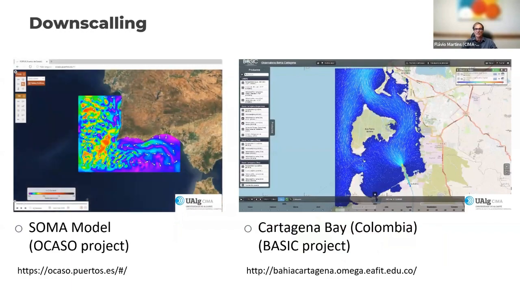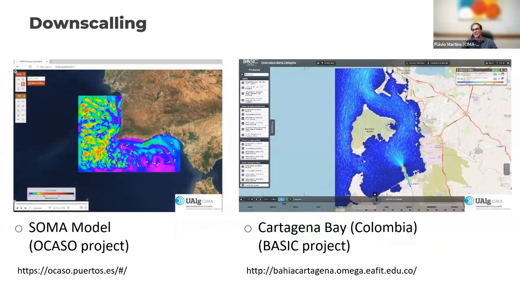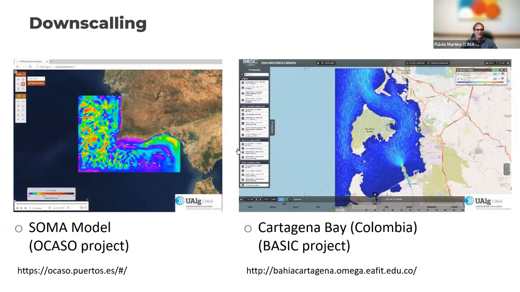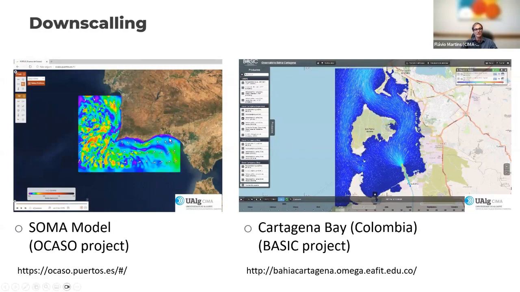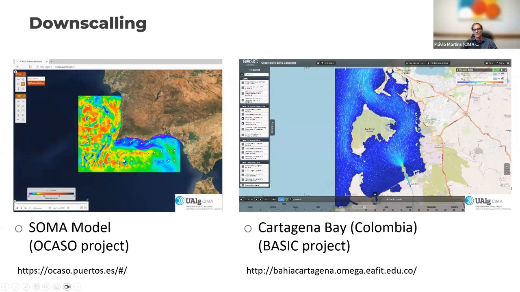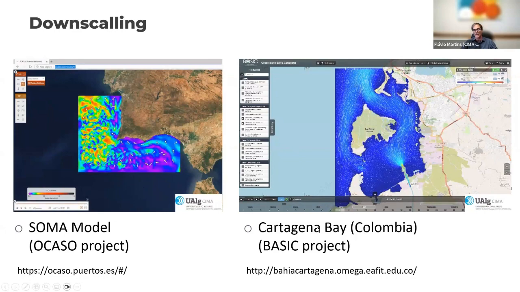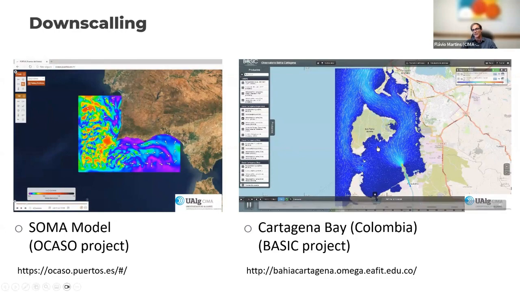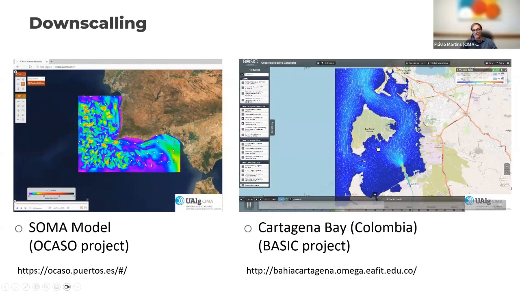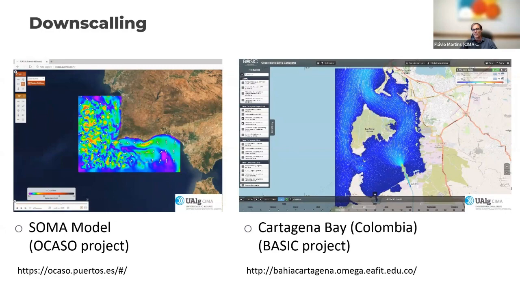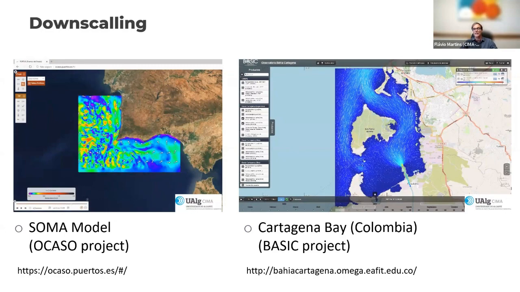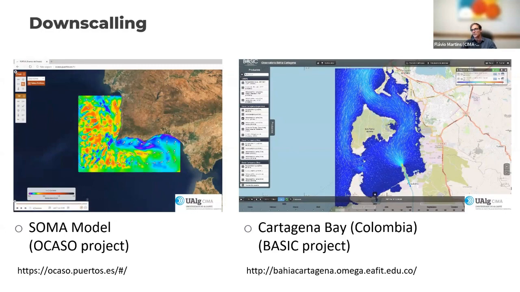Okay, so these are just two examples that we are running here at the University of Algarve. We have this SOMA operational model that runs on the coast of Portugal. And we have this Cartagena Bay model that is running in Colombia, okay, based on two different projects that we have. So these are downscaled operational models.